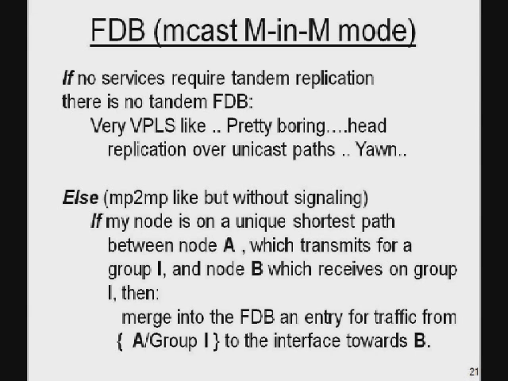And in this case, you get the equivalent of a point-to-multipoint tree, a source-specific tree, but it's done without signaling. It's done specifically by calculation, a deterministic set of calculations. That calculation can be relatively easily described. If I'm a node in the middle of the network and I am on a shortest path between some node A, which is originating some group I, and some node B, which is receiving group I, then I have to produce a portion of that multicast state for this group from that node. So I actually do that. I merge a portion of the multicast state in from node A, group I, to the outgoing interface towards B.